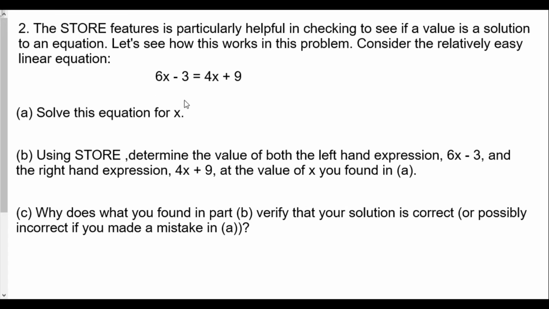Question number 2, the store feature. The store feature is particularly helpful in checking to see if a value is a solution to an equation. Let's see how this works in this problem. Consider the relatively easy linear equation. Solve for x.